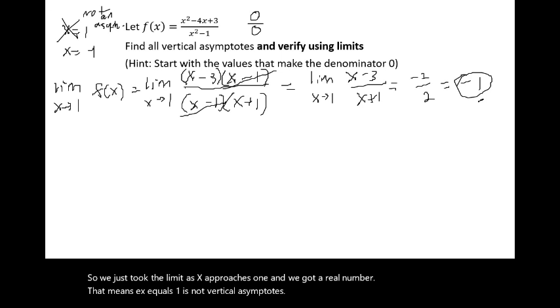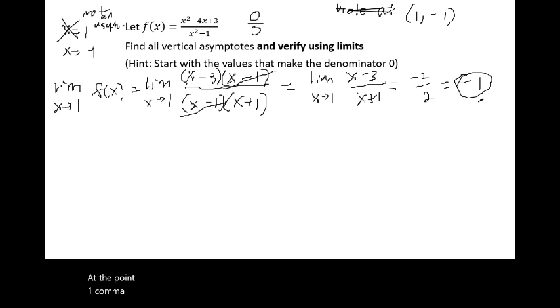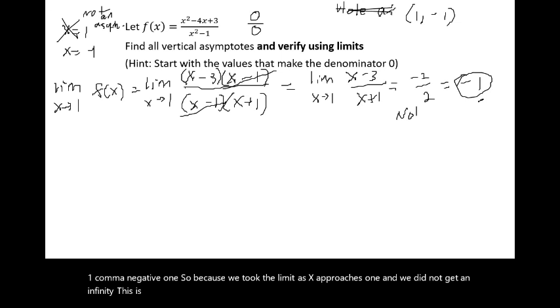What is actually happening is that there is a hole at the point 1 comma negative 1. So because we took the limit as x approaches 1 and we did not get an infinity, this is not a vertical asymptote. This is actually a hole at 1 comma negative 1.